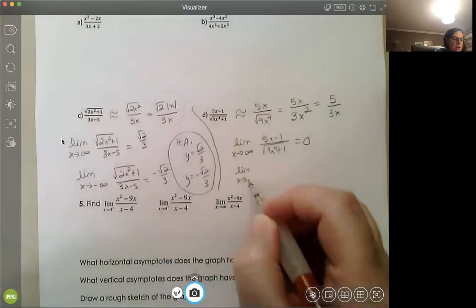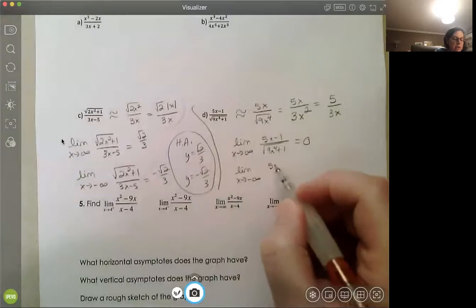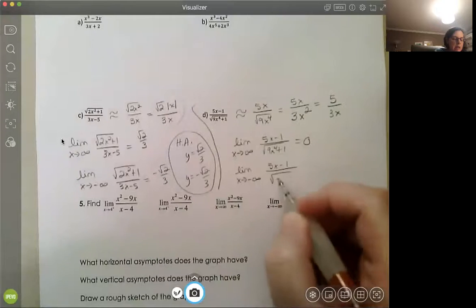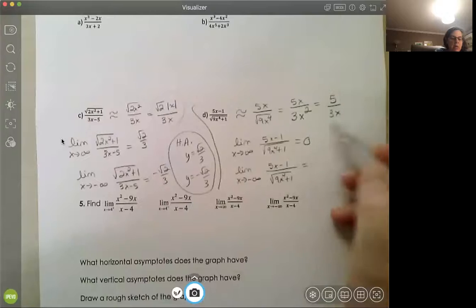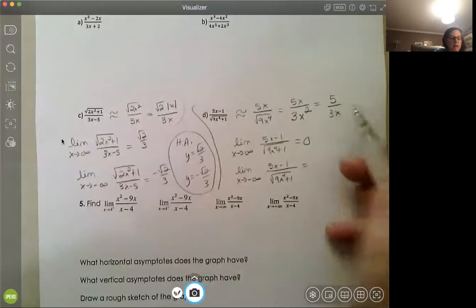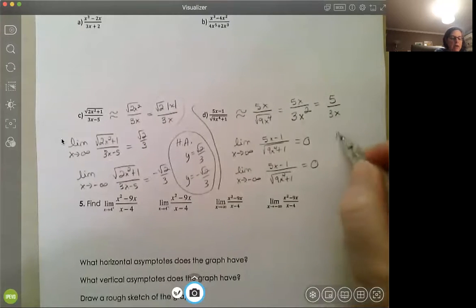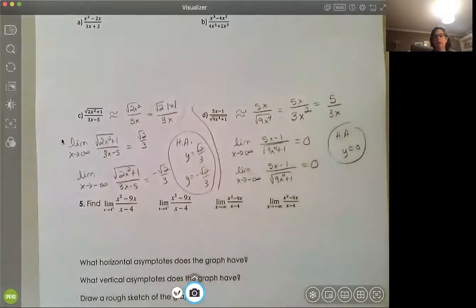If I do the limit as x goes to minus infinity to figure out what's happening at the other end of the function, again, I'm thinking about this function as x goes to minus infinity. So it's 5 over minus infinity, but any constant over infinity is 0. So I have a horizontal asymptote of y equals 0.